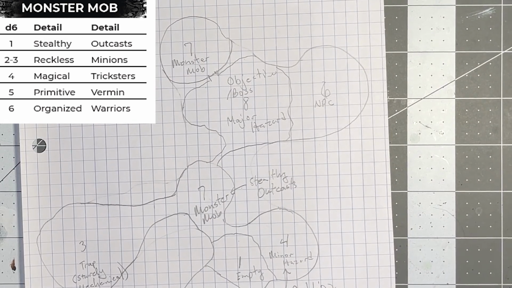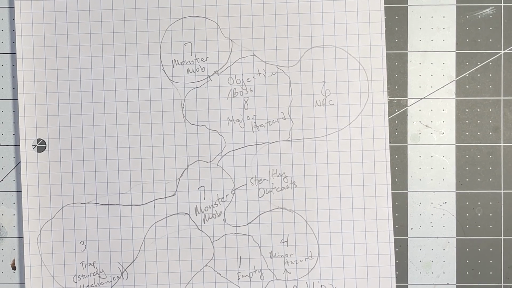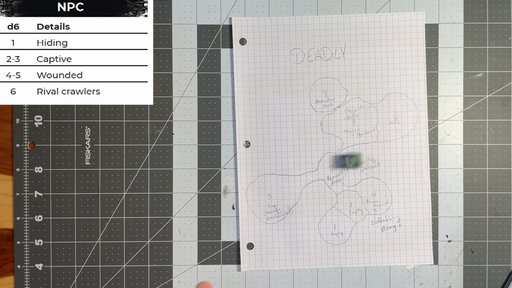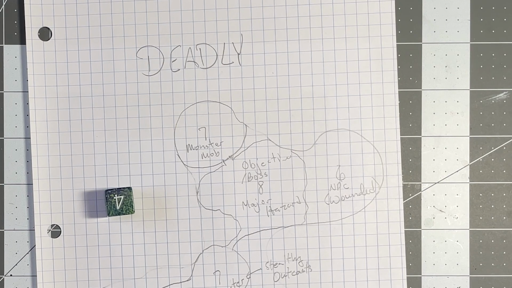And some of these details, you might look at them and think, I'm not sure what that means. But in the context of your overall adventure or campaign, you can take that and use the details of your campaign to inform what that means, right? Now we're moving on to the NPC chamber. And for the NPC, I rolled a 4, which gives me a wounded NPC in there. That gives us some room for some interesting roleplay, some interesting options in the game.